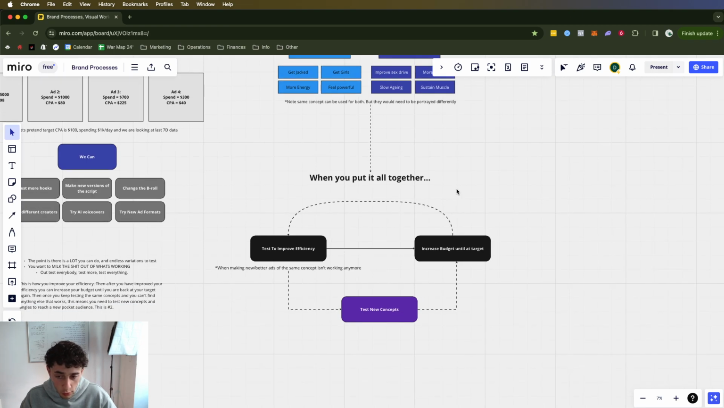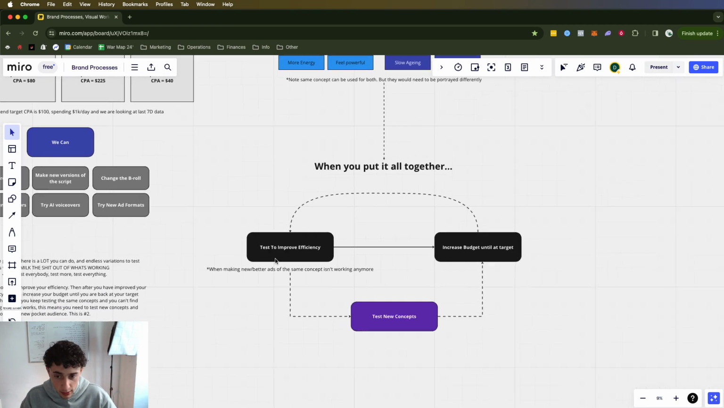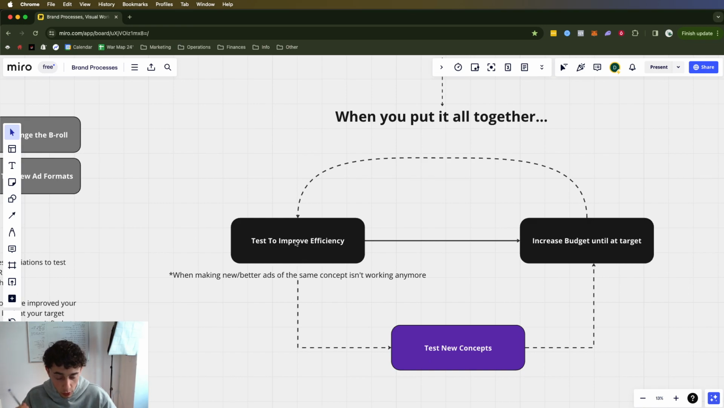Now, as you do this over and over again, when this stops working, focusing on the same winning ads and angles and messaging that's currently working in your ad account, we make new, better ads of the same concept. And then when that's not working anymore, you move to testing new concepts. You test new angles, new avatars, new concepts, etc. And then when you find one that works, guess what you do? You increase budget until you're at your target, and then you test to improve the efficiency of the new concept you found, and you milk the shit out of it. So you find one winning one, you double, triple down, you milk the shit out of it.